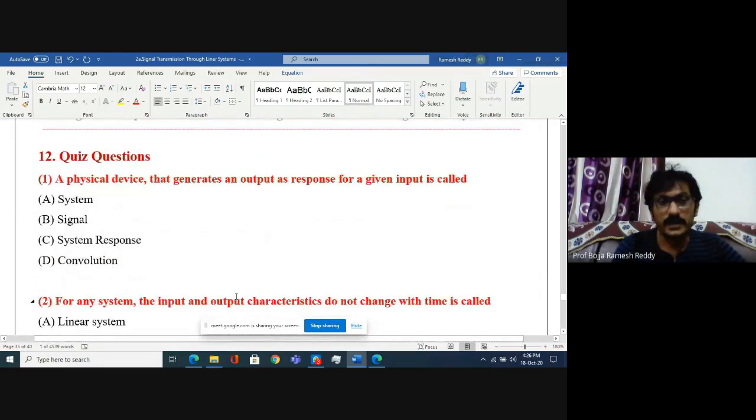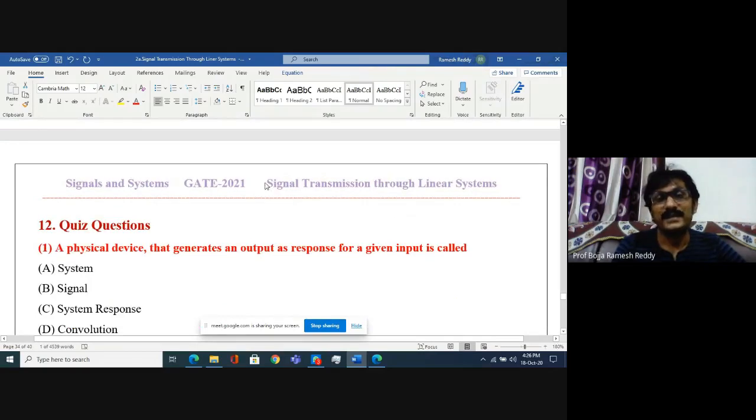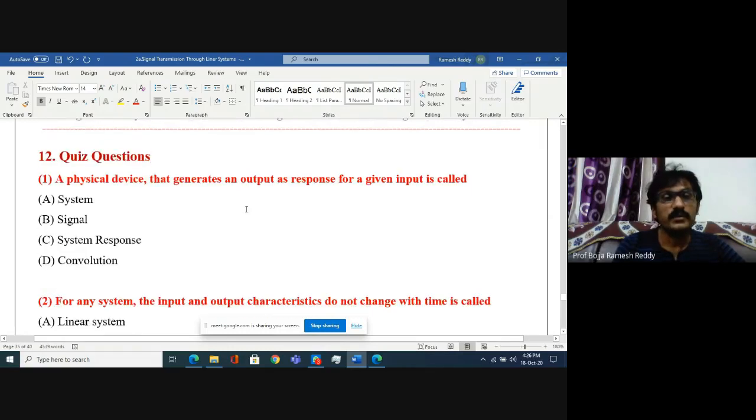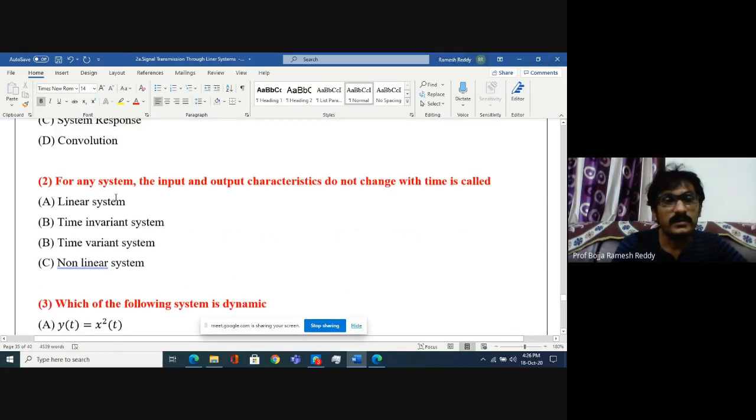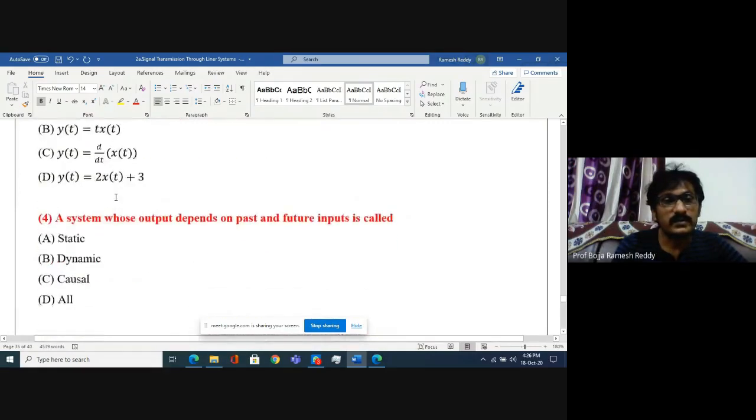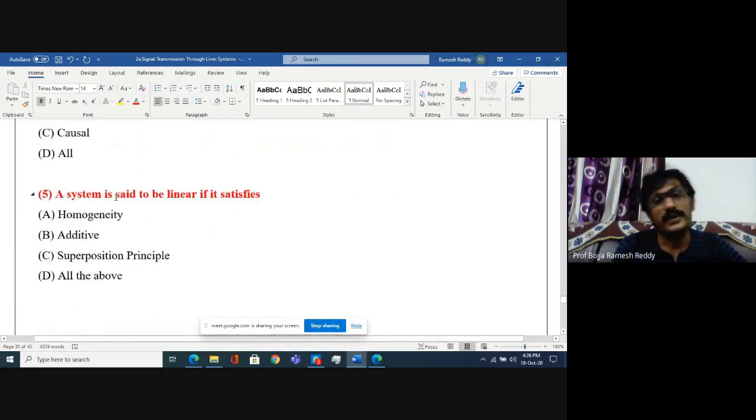Okay, that is the end of today's class, and that's the end of the signal transmission through linear system module. In the next class, first we will see the questions given in various competitive examinations. Around 30 to 35 questions are there. First, we will discuss all these questions before going to the next module.